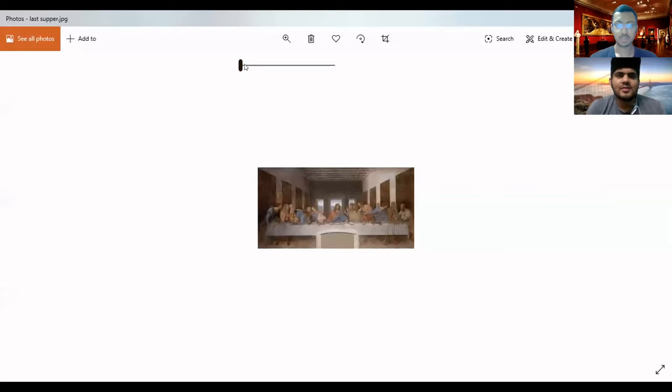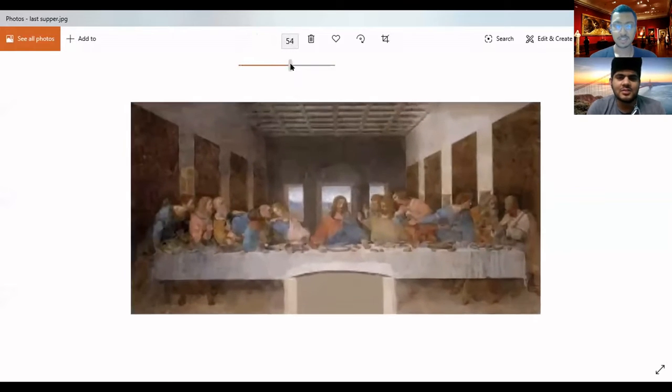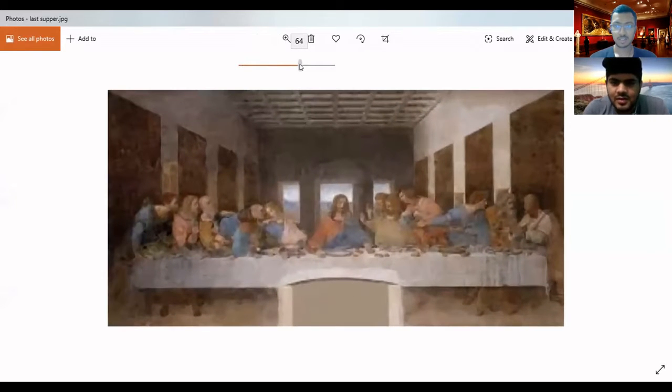So one of the things about this painting is that this painting is blurry actually.